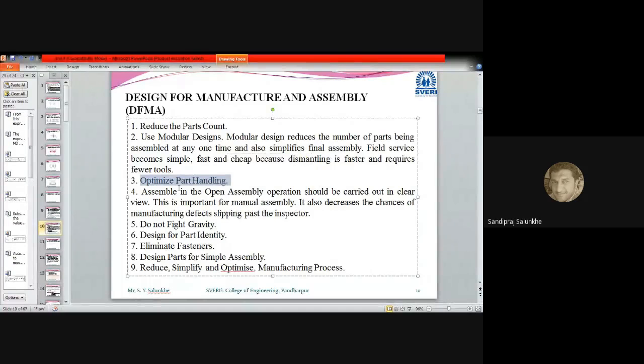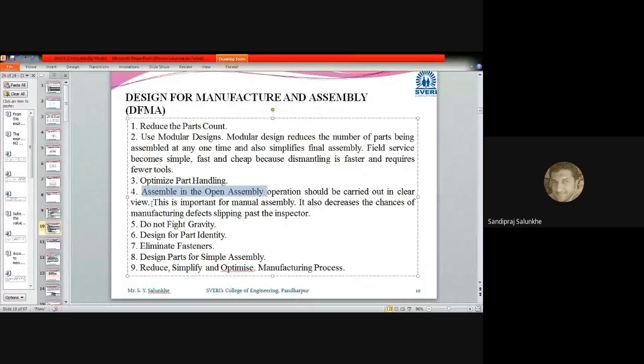Next is open assembly. While we are going to assemble the part, it should be open assembly. That assembly operation should be carried out in clear view, under the roof. It should not be under a compartment or any closed compartment. It should be open while we are going to assemble.